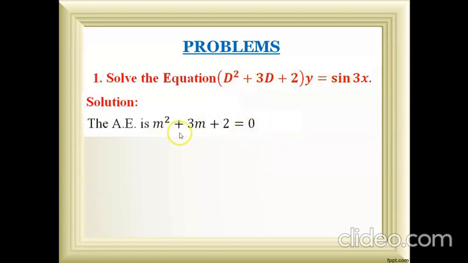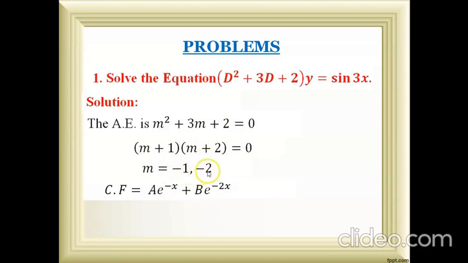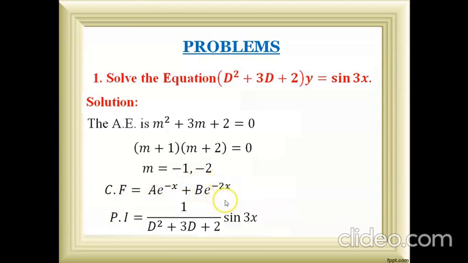So the corresponding auxiliary equation is m square plus 3m plus 2 equal to 0. After factorizing and equating each factor to 0, we will get the roots minus 1, minus 2. The roots are not repeated; they are individually distinct and real. Therefore, the complementary function is a into e power minus x plus b into e power minus 2x.